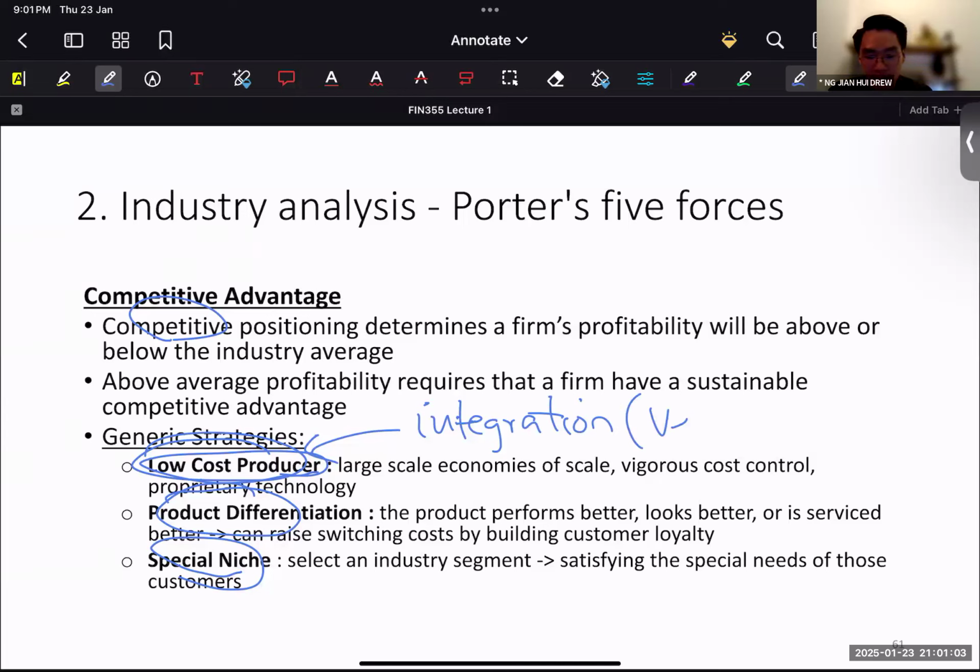Hope some of you know what is vertical versus horizontal integration. So something to consider as well. When something is vertically integrated, it means that you integrate both your supplier and buyer together, right? Versus horizontal is different. You integrate other parts of your supply chain into your business. And the idea behind integration is that you want to reduce costs. So you're actually using the lower cost producer strategy to gain certain competitive advantage.